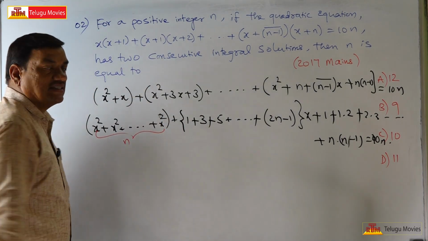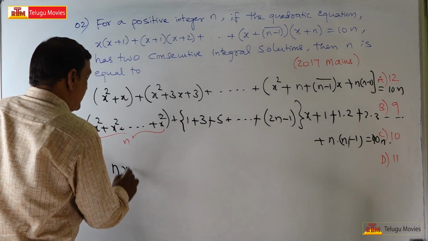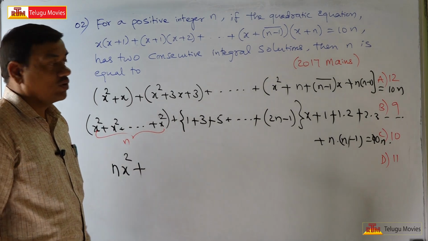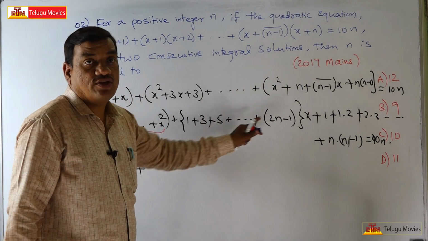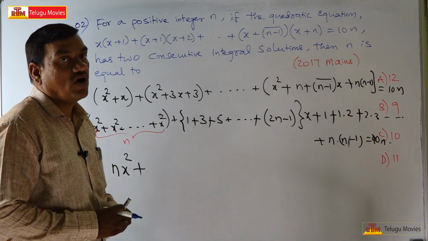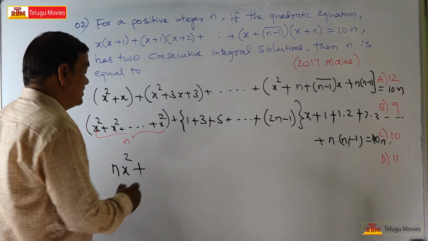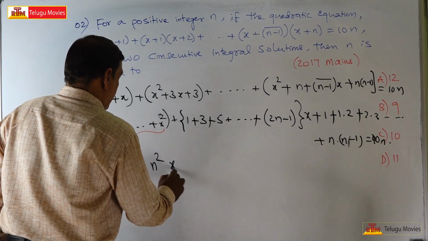How many x squares are there? n x squares are there. Therefore we can write it as n x square. Then 1 plus 3 plus 5, and so on up to 2n minus 1. They are odd numbers. We know the formula: the sum of n odd numbers is nothing but n square, times x.